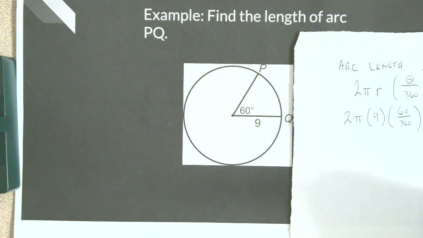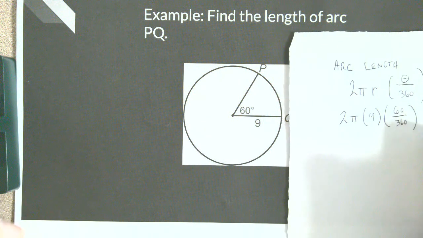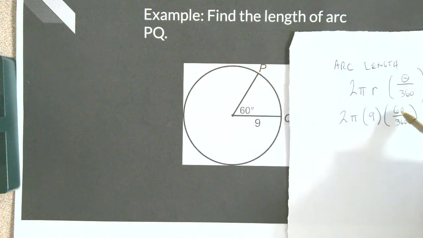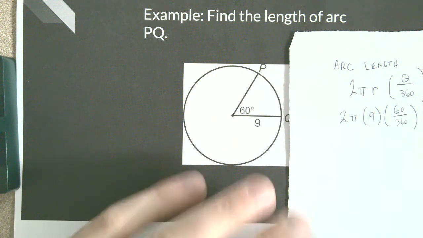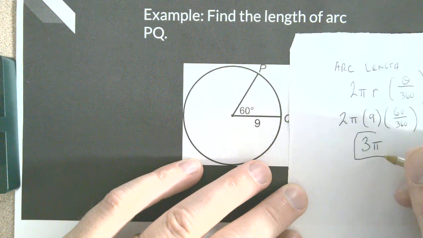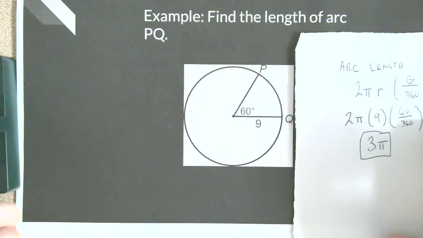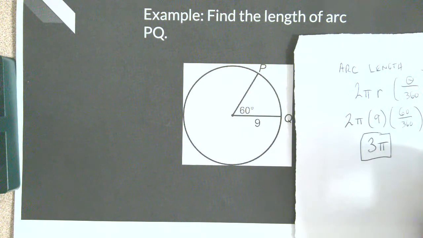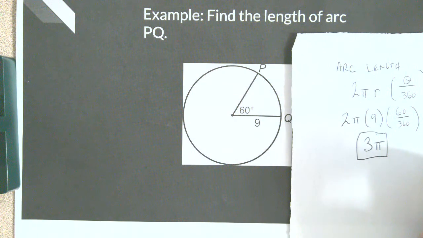Now we're going to put this in two forms just so we understand both forms. The first form is where we leave pi in our answer. Let's everybody do that first. Multiply 2 times 9 times 60, and then divide by 360, and see what you get. Hopefully when you type that into your calculator, you're getting 3, and then we still have pi in our answer. So in terms of pi, we would say the arc length is 3 pi. Everybody get that?